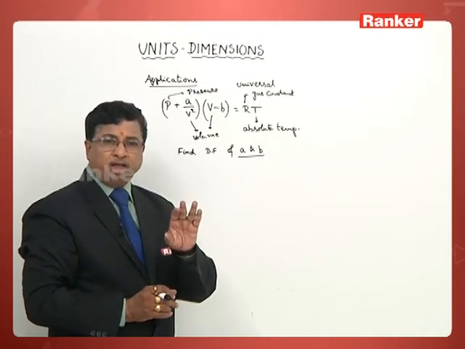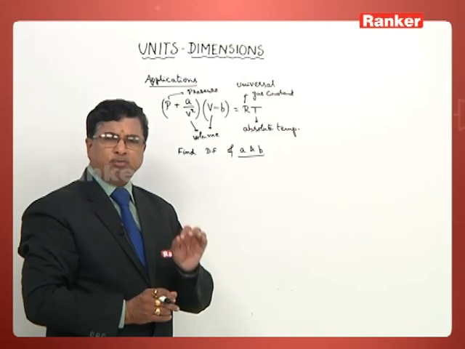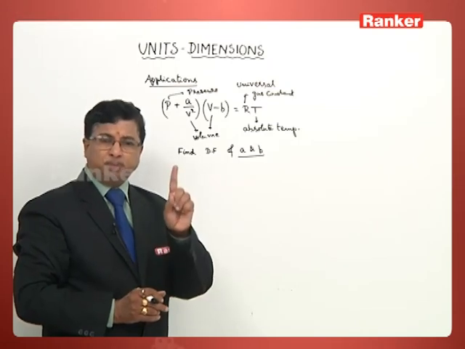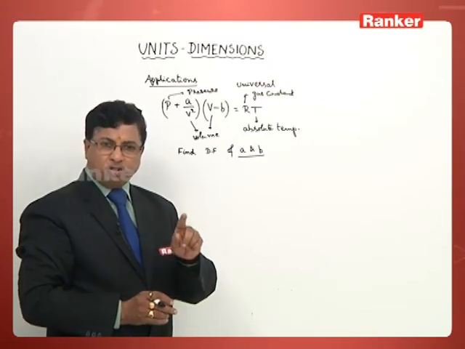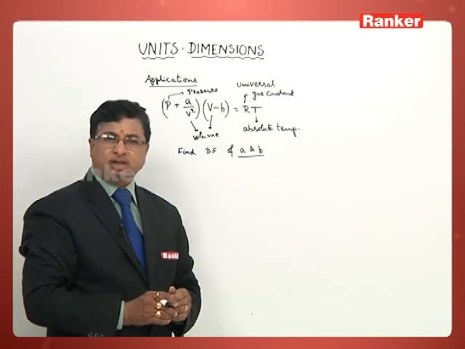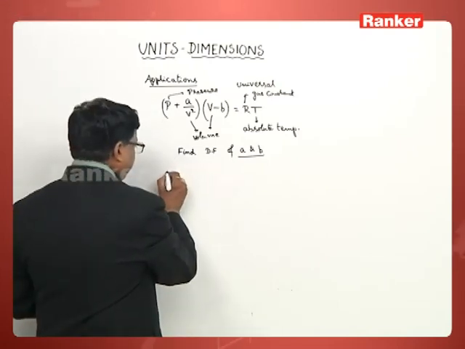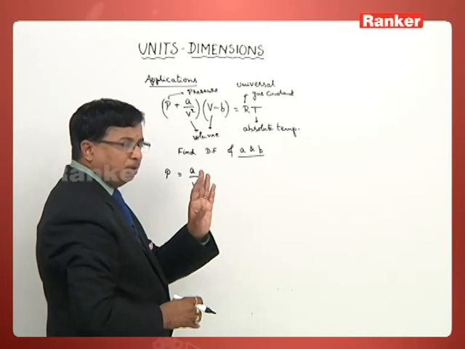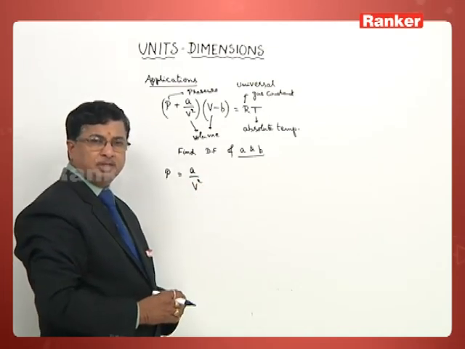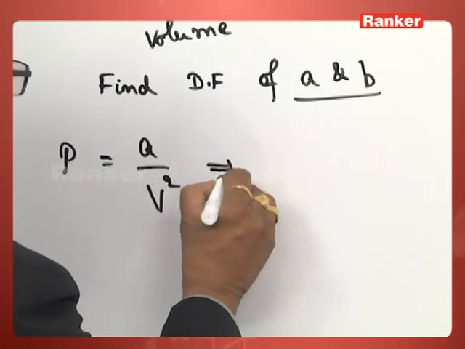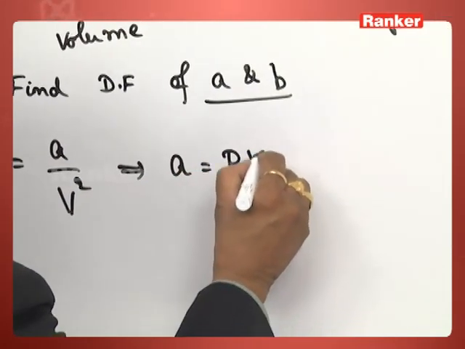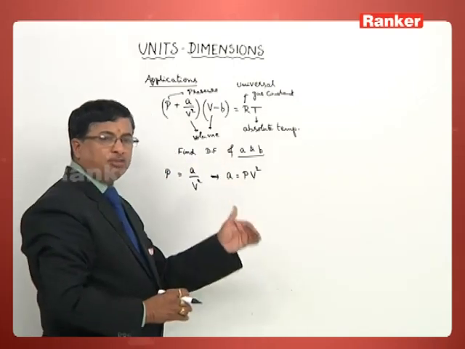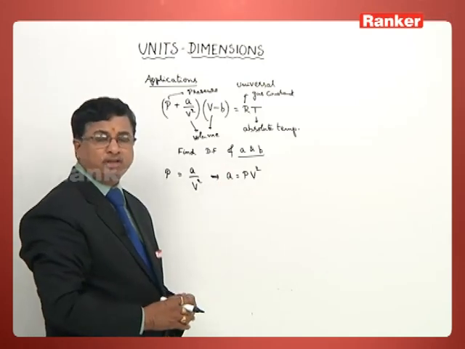When we are adding A by V square to pressure, it is very clear that A by V square must also be pressure only. Pressure can only be added to pressure, as we discussed earlier. Therefore, P and A by V square both should have the same dimensional formula. When such is the case, I can cross multiply to write A as PV square, where P is pressure, and V is volume, both mentioned in the equation.